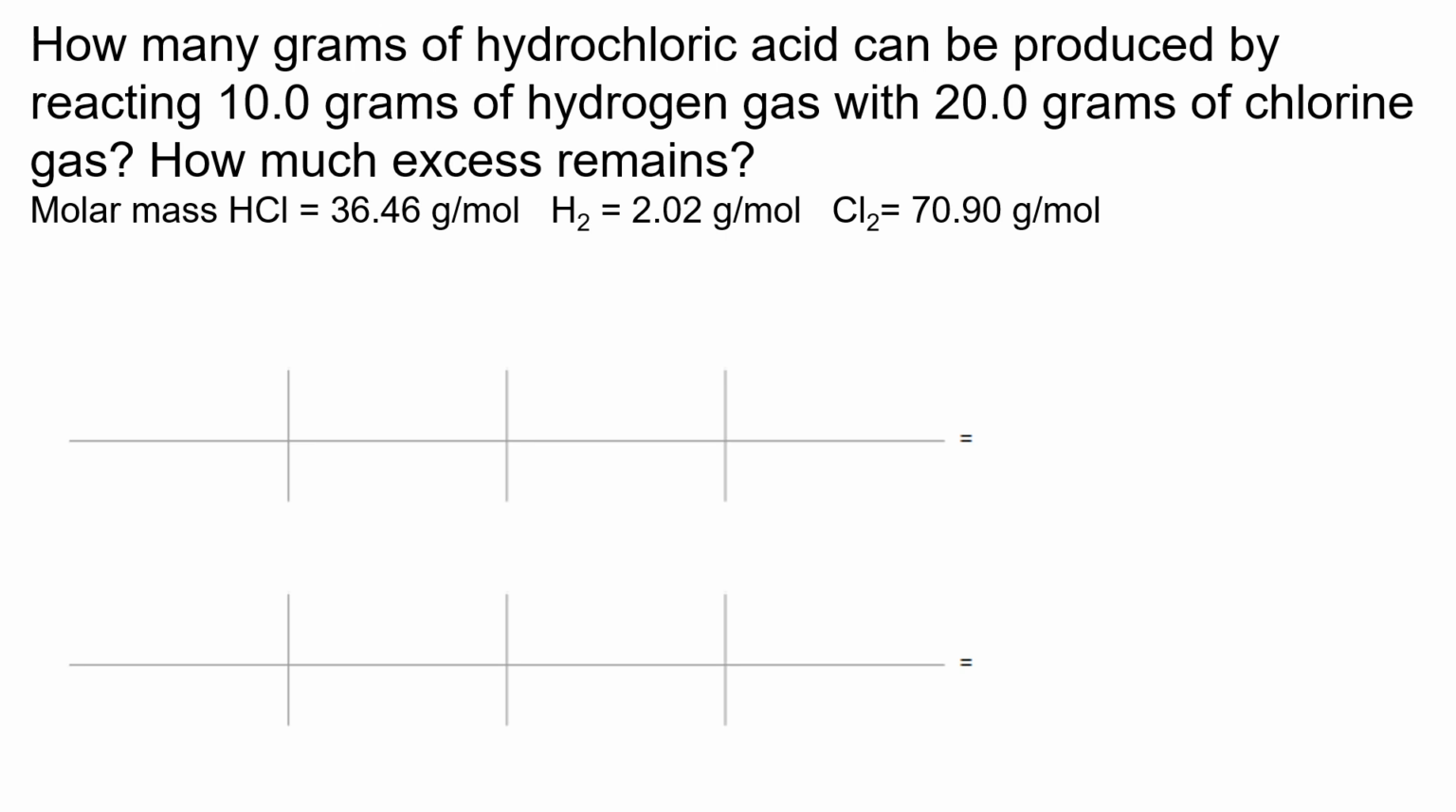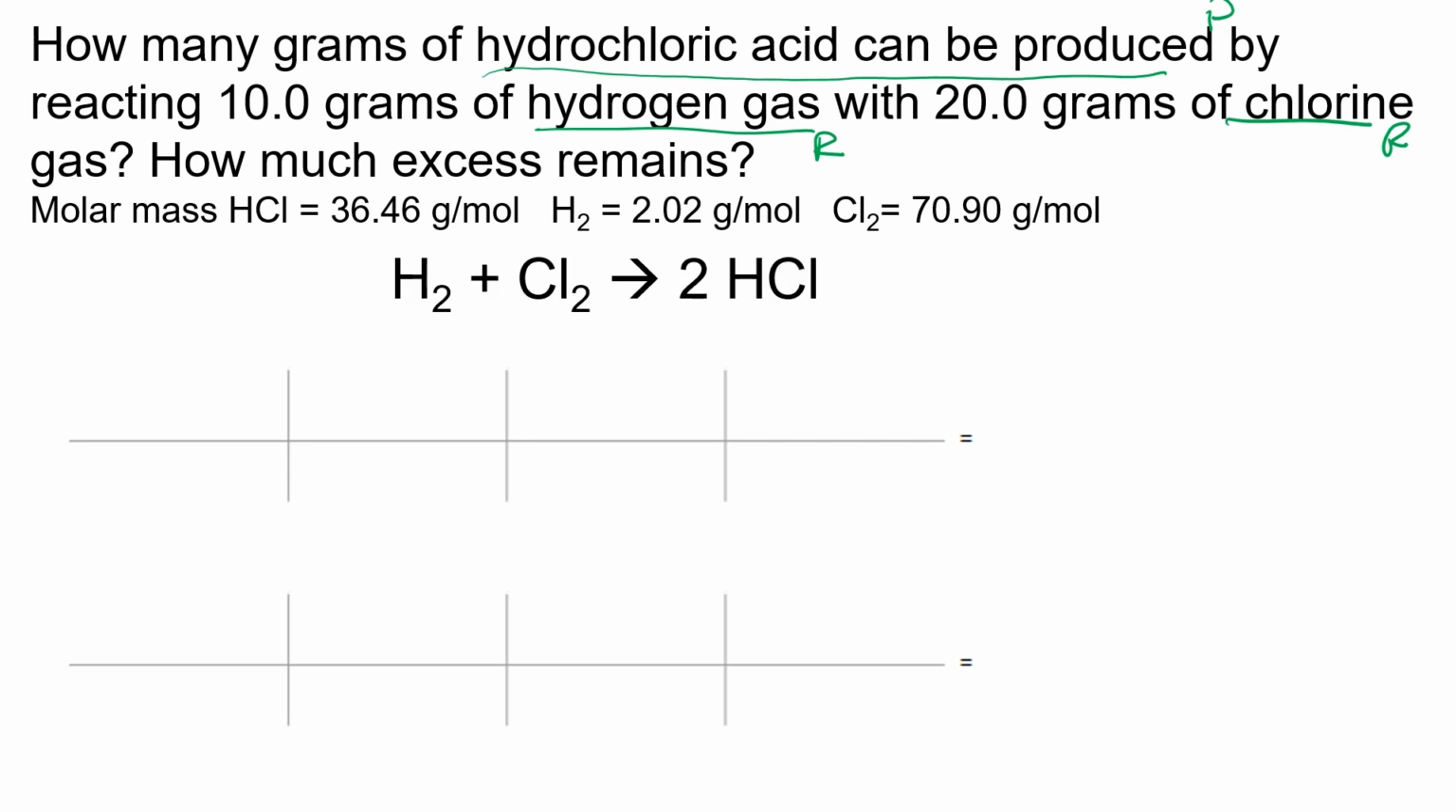So let's read our problem and look for our reactants and our products. It says how many grams of hydrochloric acid can be produced. So this is going to be a product, by reacting hydrogen gas, that's a reactant, and chlorine gas, which is our other reactant. So that means I'm going to have hydrogen plus chlorine, which is going to give me hydrochloric acid. So H2 plus Cl2 gives me HCl. So there I have my balanced equation.